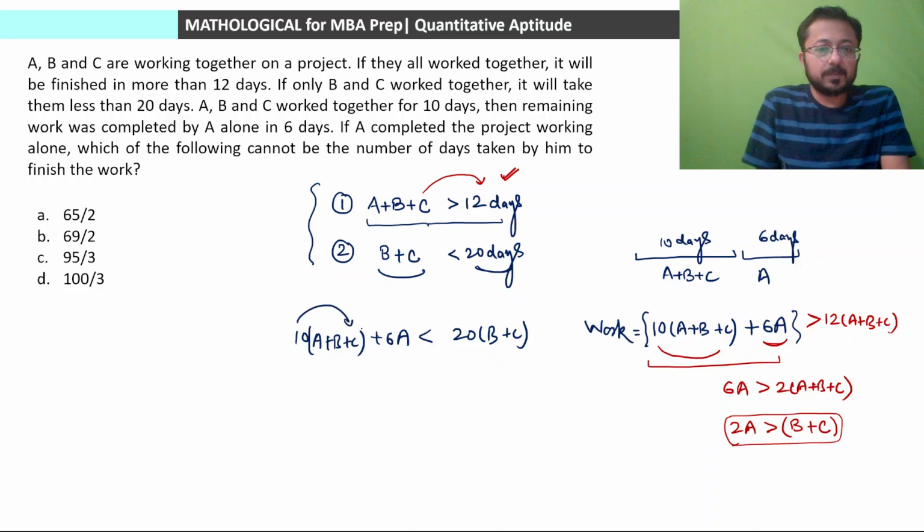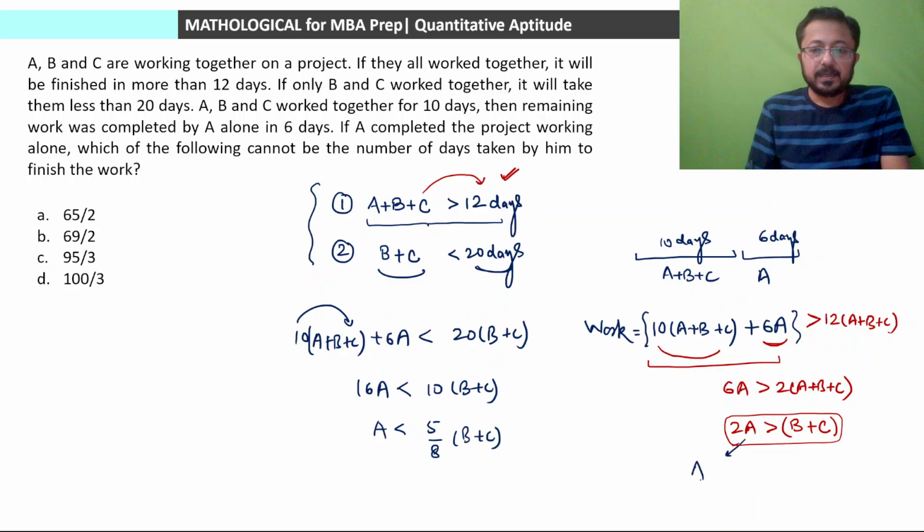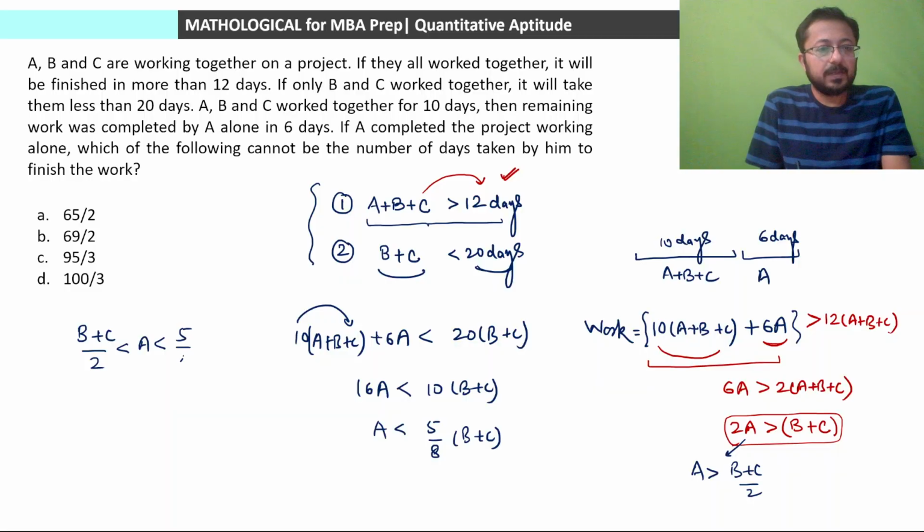If we subtract 10 days' work of B plus C, it becomes 10a plus 6a, 16a, and that is less than 10 days' work of B plus C. So hence a is less than 5/8 times b plus c. And here the value we got was a is greater than b plus c by 2. So basically a is between b plus c by 2 and 5/8 times b plus c. This is our final condition using both the inequalities.